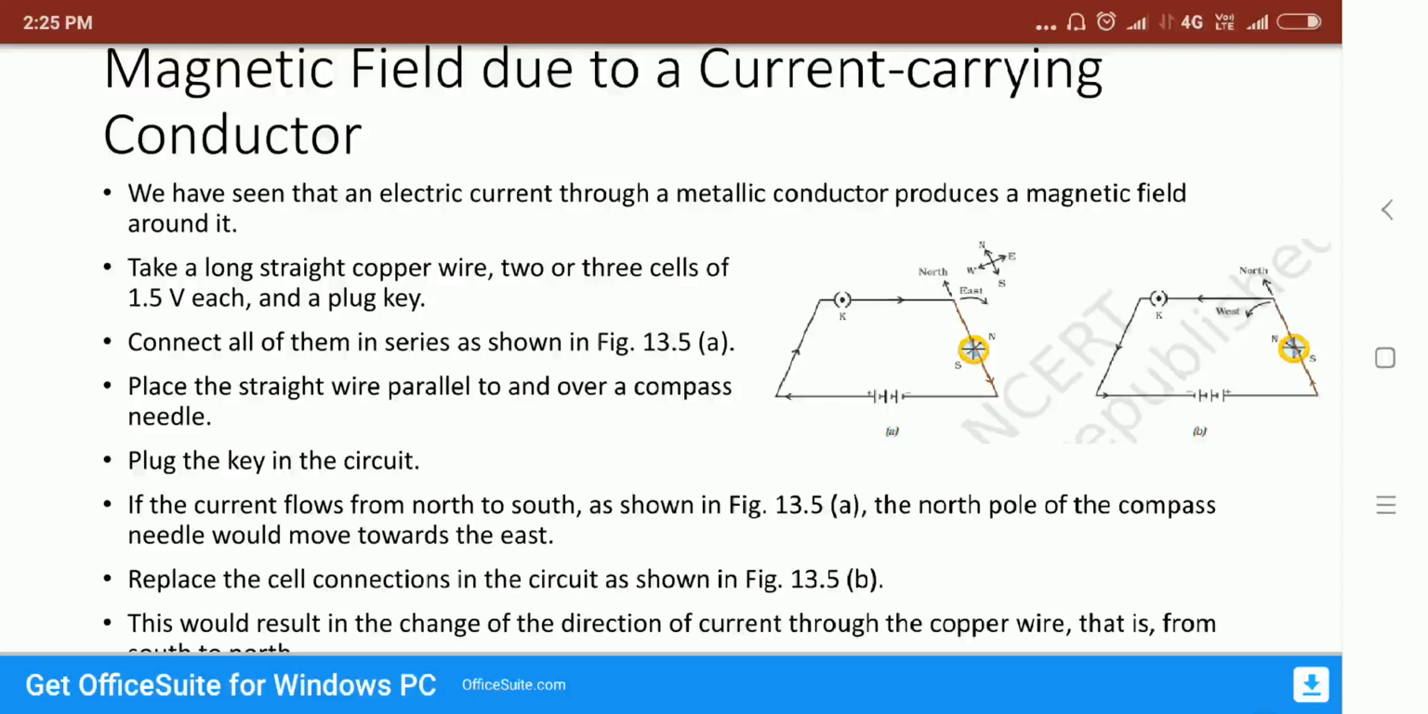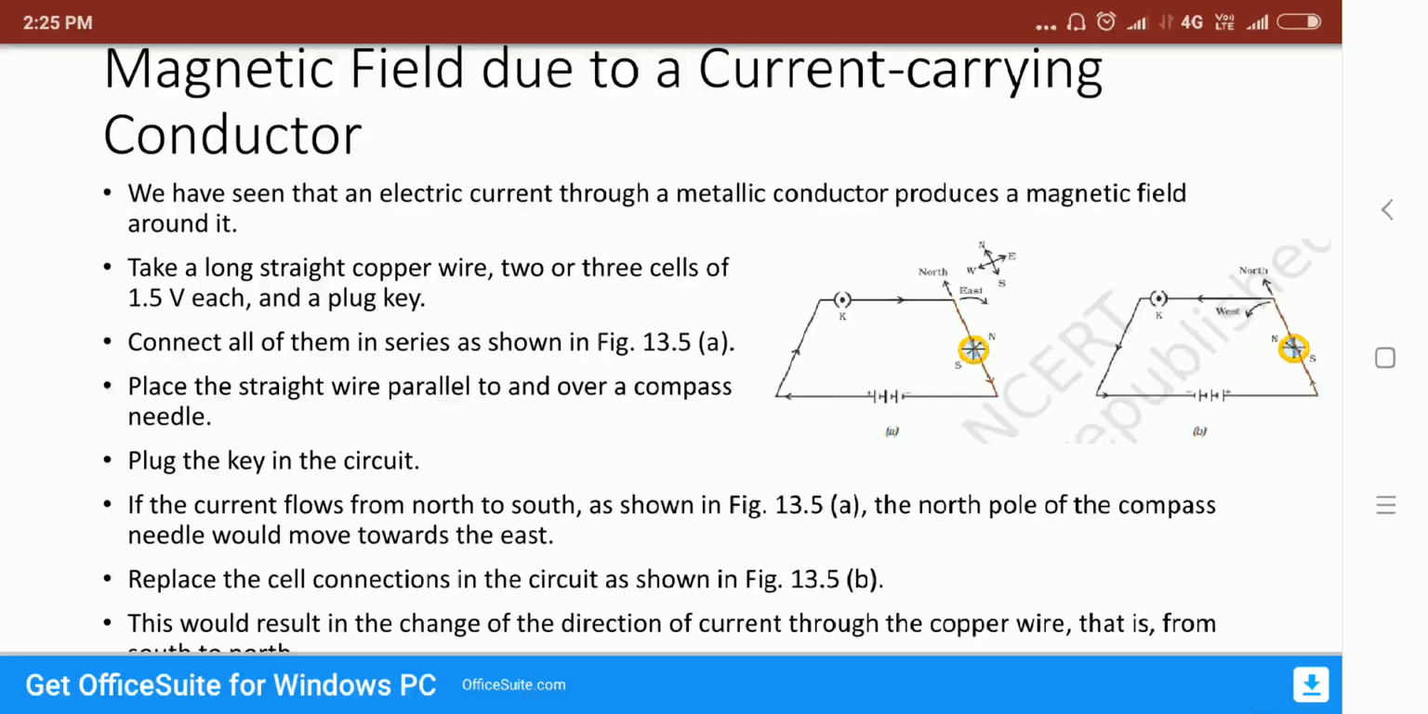So when the plug key is pressed in the circuit, current starts to flow from north to south. As shown in the figure, the direction is from the positive terminal of the battery towards the negative terminal of the battery. Current is flowing from north to south. While the current is flowing from the north side, the north pole of the compass needle moves towards the east side.